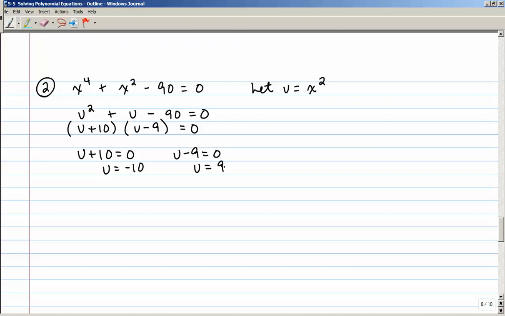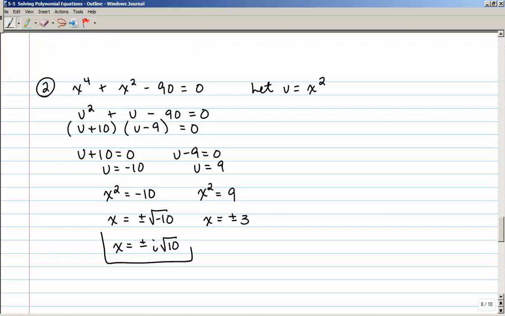Now it's time to substitute back in x squared for u. So x squared equals negative 10, x squared equals 9. Taking the square root of both sides, I have x equals plus or minus the square root of negative 10, which means x equals the positive or negative of i times the square root of 10, and square root of 10 can't be simplified. And x equals, this one's easy, positive or negative 3, because the square root of 9 is 3.